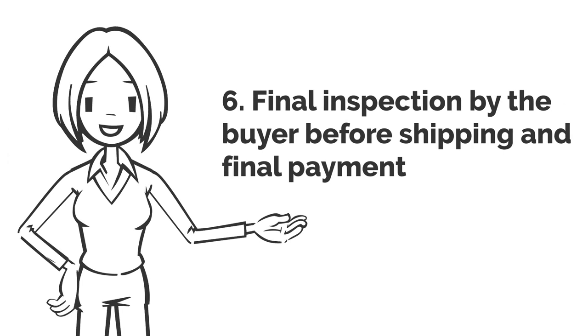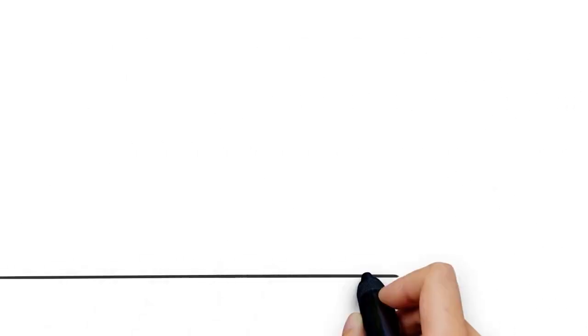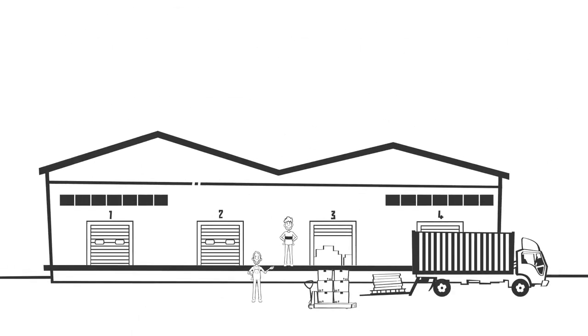6. Final inspection by the buyer, before shipping, and final payment. Final inspection will be done at your warehouse or at the port before sending the goods to the shipping board. This procedure is critical. If inspection results are not what they should be, then you are in trouble.